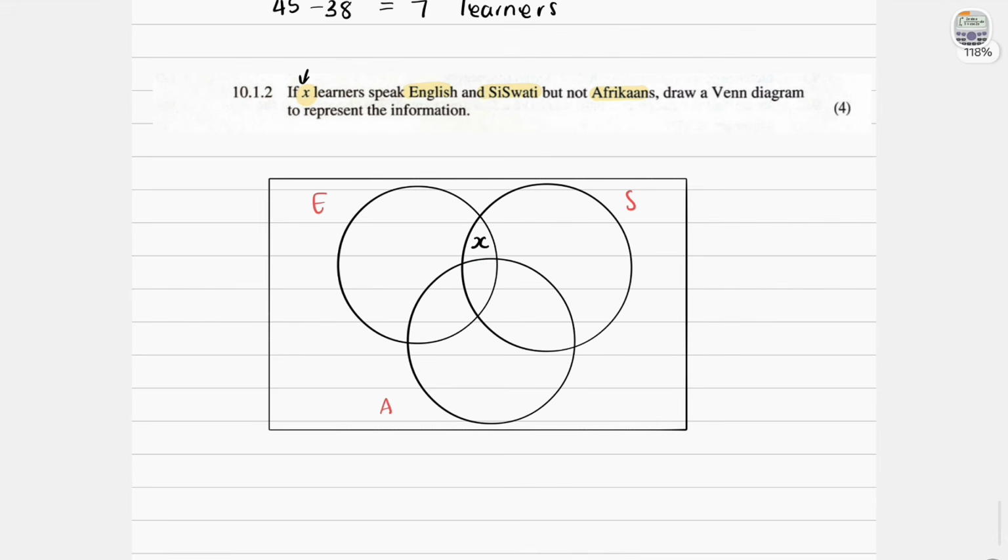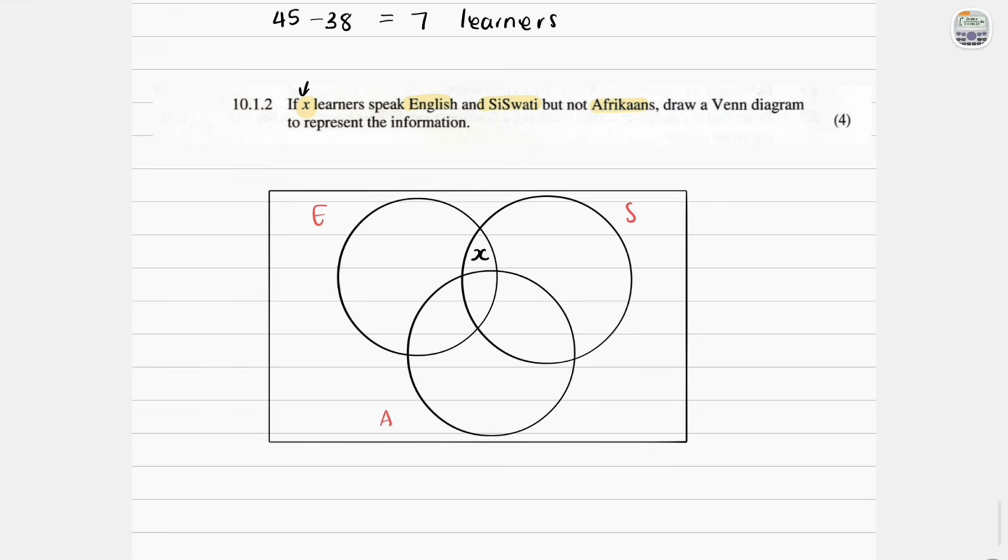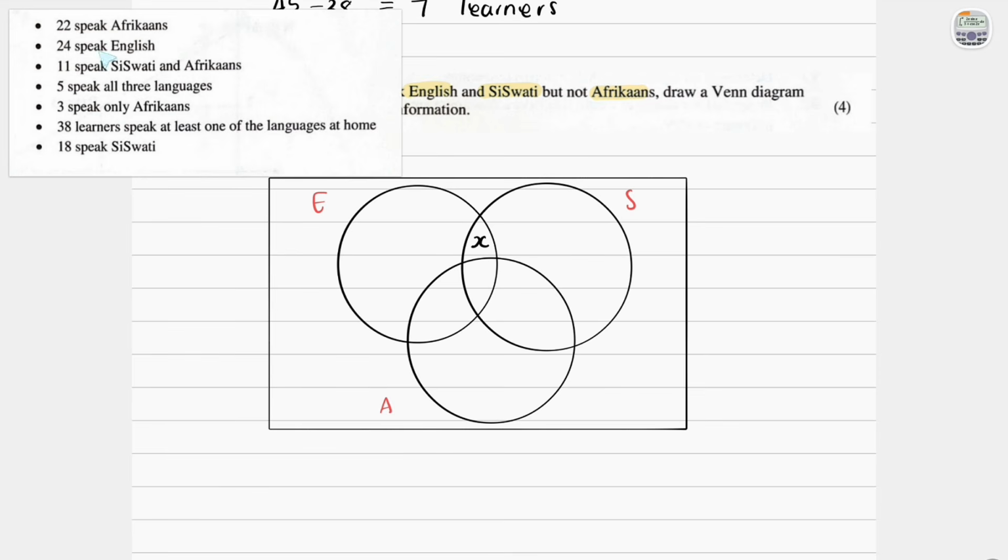And now they want us to draw this Venn diagram. Okay, so let's look at the information and see how we're going to put this in. I've pinned the information here, so let's look at that. They say 22 learners speak Afrikaans. Now, what they're referring to is the entire circle of Afrikaans, so we can't put that down yet because we don't even know what the intersections are.